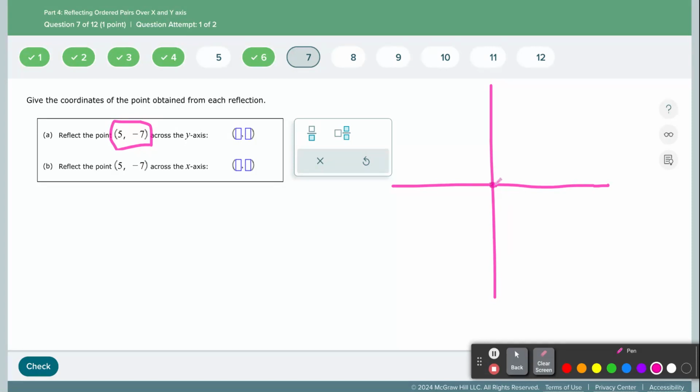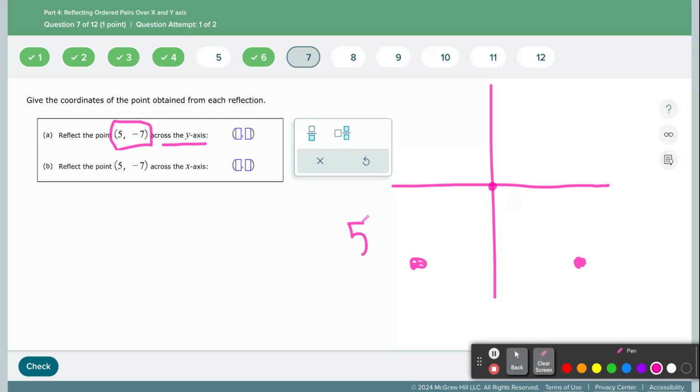Okay, here I am at my origin. I know my first number is a positive, so I walk forward. My second number is a negative, so I walk down. Okay, I have no idea where I would be. I'm somewhere in this vicinity. All I need to know is what to jump across. This is my y-axis, and I need to jump across it. So I'm going to be here somewhere, right?